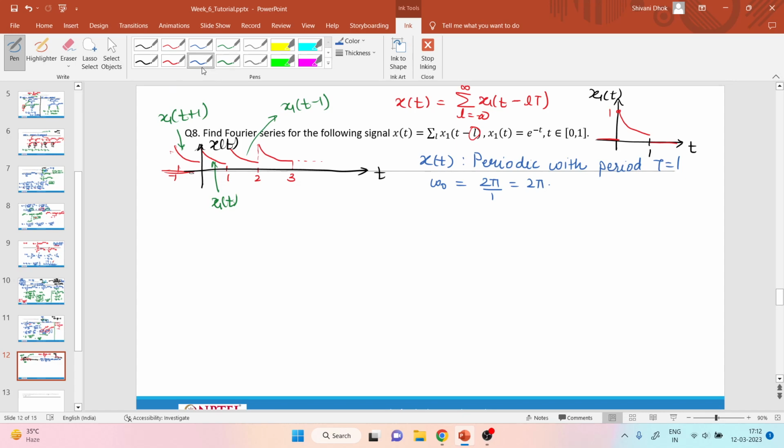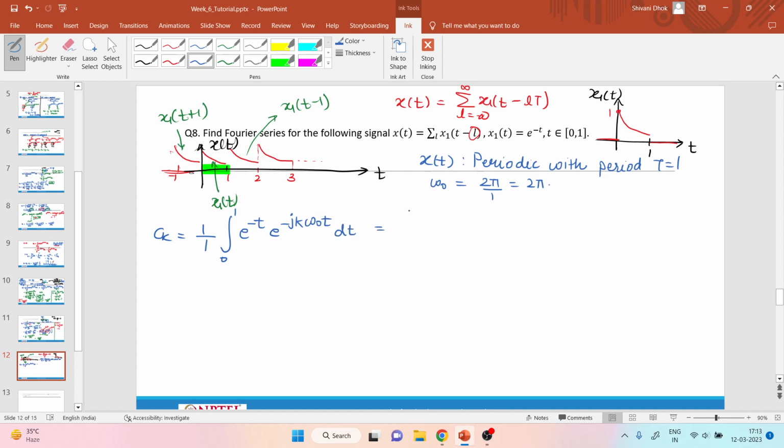Okay. Now we need to find the Fourier series coefficients of this x(t). Again, if we look at this signal here, we'll just consider the interval from 0 to 1. And we have c_k equal to 1 by T, where my T is 1. So I can write it as 1 by 1 integral from 0 to 1, x(t) in this interval is simply e^(-t) into e^(-jkω₀t) dt.